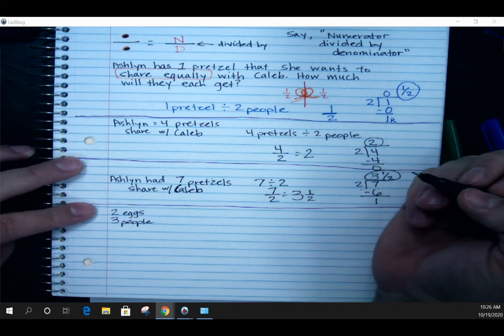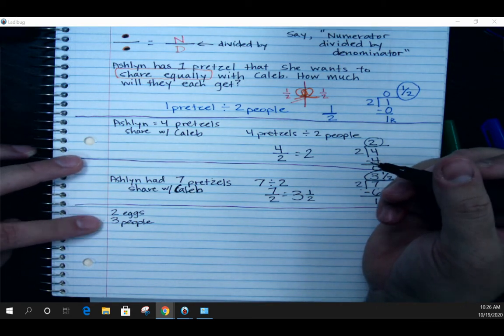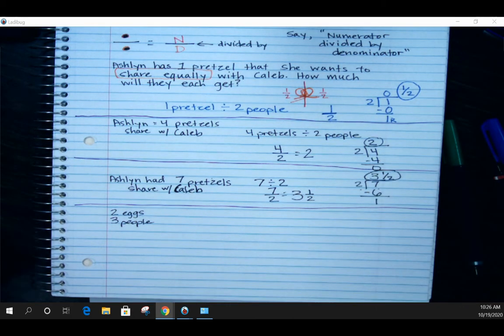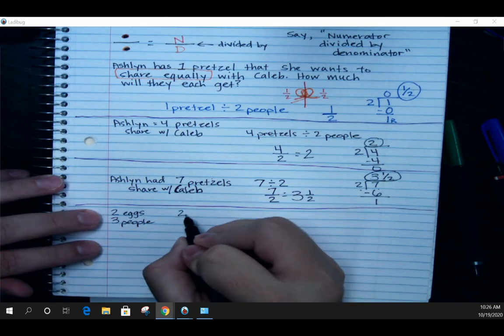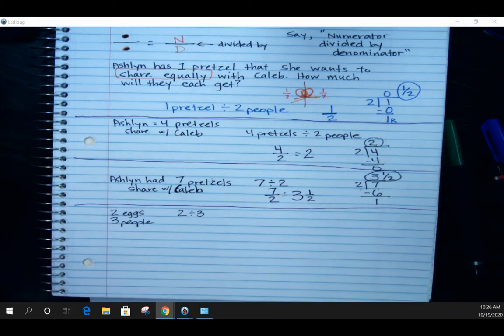If I wanted to make that a division problem, what would it be? 3 people. I'm dividing the people by eggs. Go ahead. 2 eggs divided by 3 people. We're going to share them equally. Fair shares.